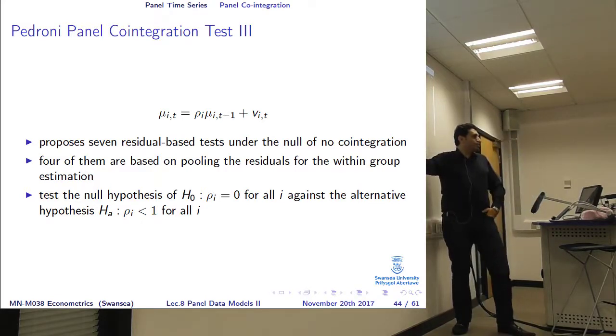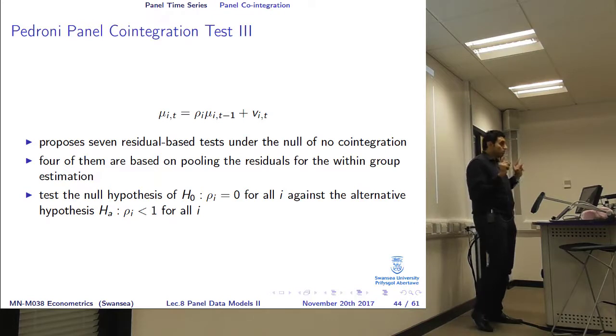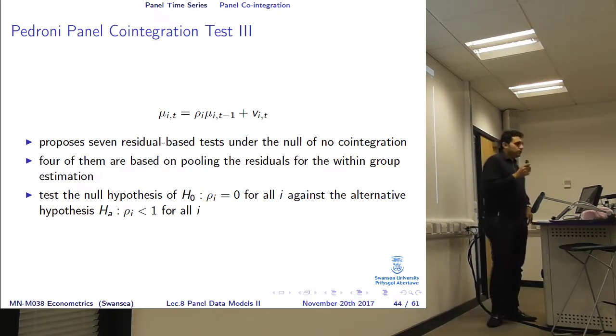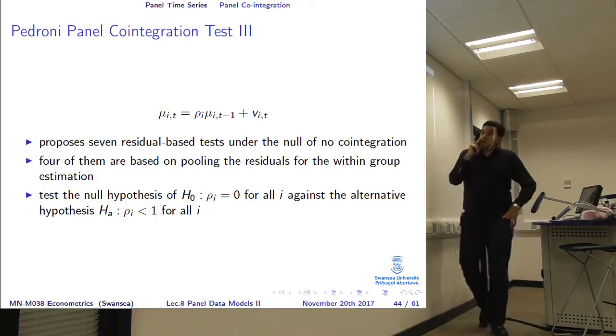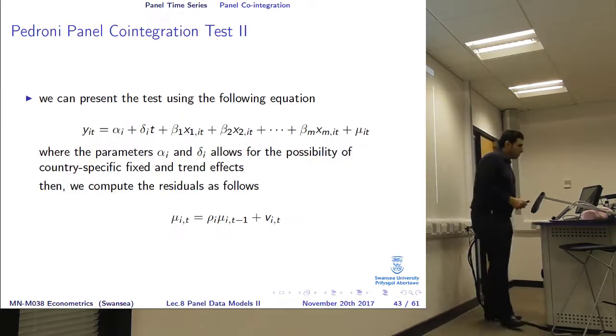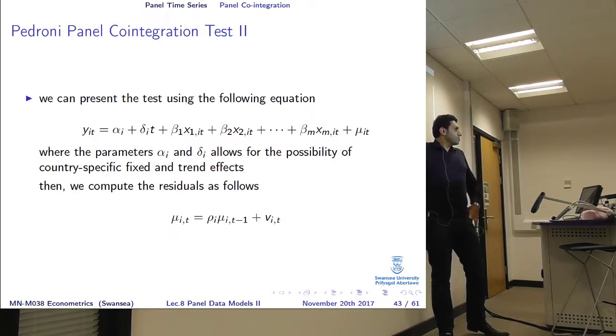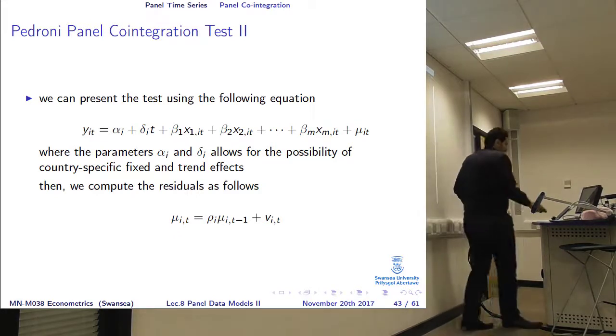Under the null hypothesis, every time you do a test, you need to think of what the null hypothesis is. The null hypothesis is no cointegration. So the difference for these different test statistics is that 4 of them are based on pooling this equation. So the question is, remember, we said estimate this, get the residual. How to estimate this? That's a question, yeah? This is what we covered last week.